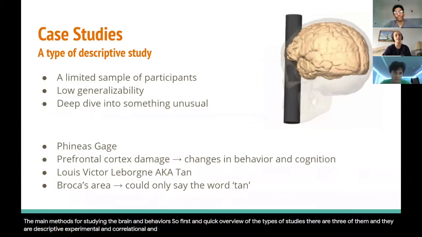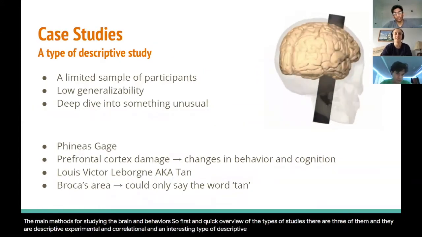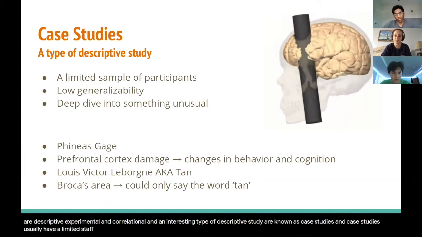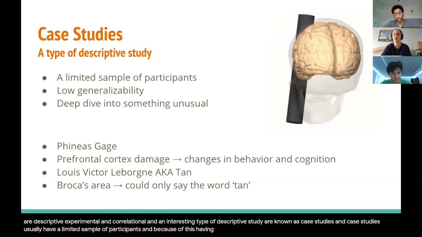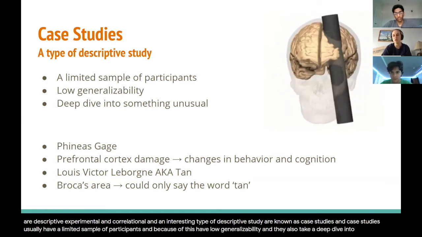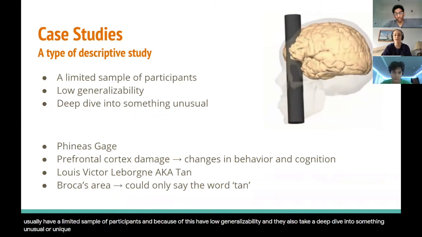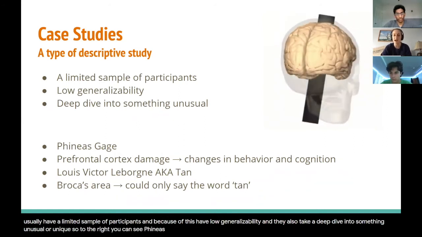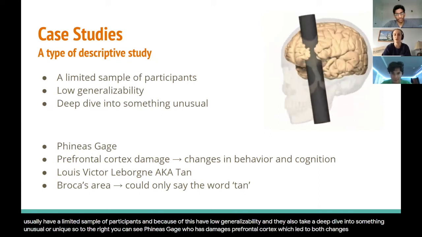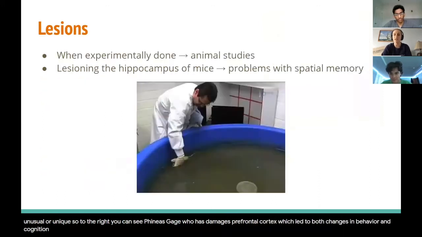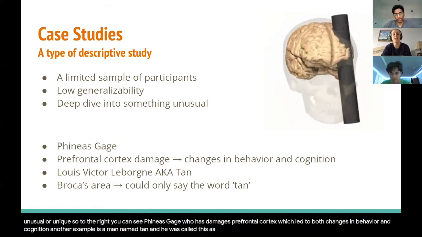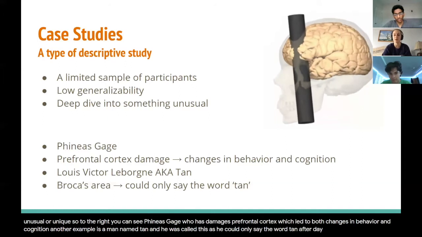And an interesting type of descriptive study are known as case studies. And case studies usually have a limited sample of participants, and because of this have low generalizability. And they also take a deep dive into something unusual or unique. So to the right, you can see Phineas Gage, who had some damage to his prefrontal cortex, which led to both changes in behavior and cognition. Another example is a man named Tan, and he was called this as he could only say the word tan after damaging Broca's area.